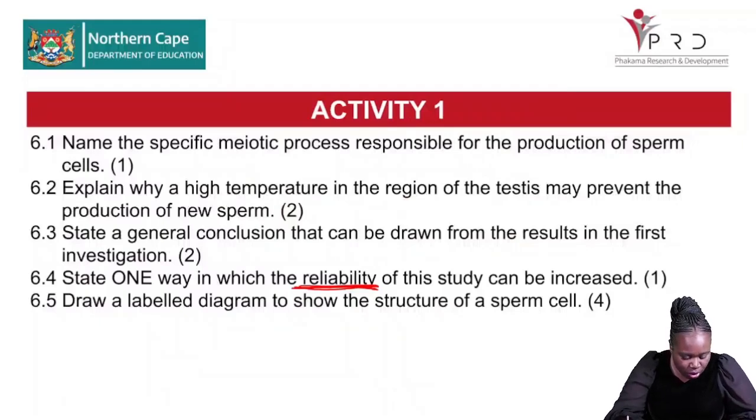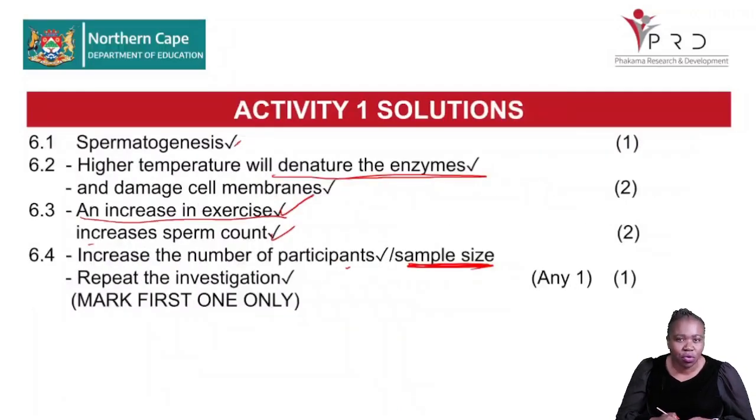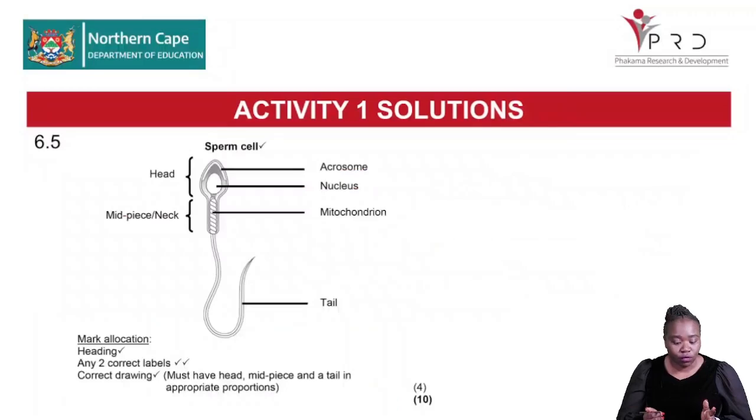Right, last question for activity 1, 6.5. Draw a labeled diagram to show the structure of a male sperm cell. So you should be able to draw the male sperm cell as well as the female's ovum, as well as give labels for those, right? And you should also be able to give functions for each of those parts.